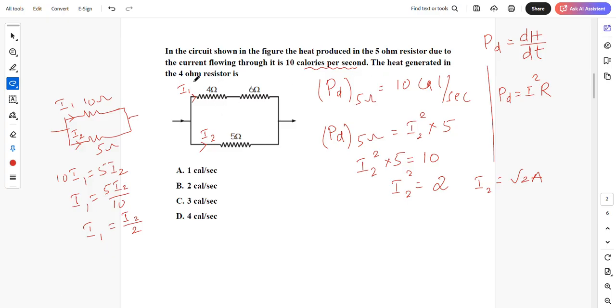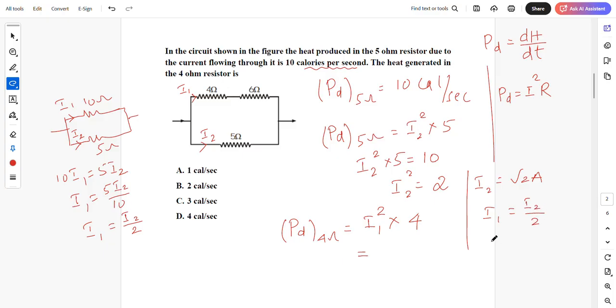Now, what is the power they are asking? The heat generated in the 4 ohm resistor. That you have to calculate. The power dissipated in the 4 ohm resistor will be equal to I1 square into 4, right? How much is I2? I2 is equal to root 2. How much is I1? I1 is equal to I2 by 2.